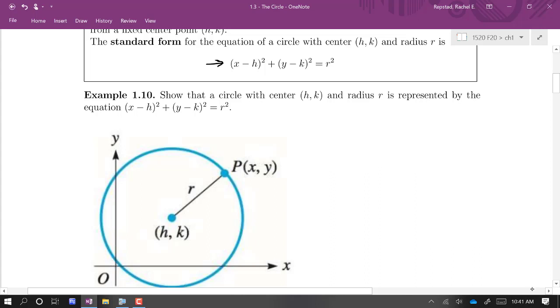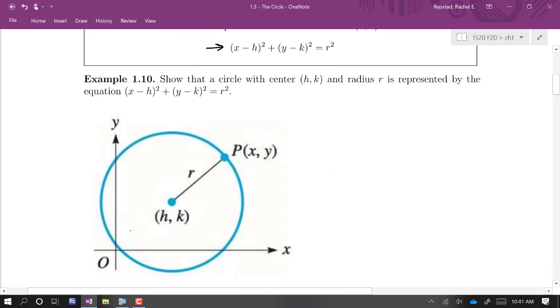So I'm going to start. Here's the circle. Here's the geometric definition. There's my fixed point in the center. There's my radius r. And P here is just a point. It could be any point on the circle. We've just drawn it up there.